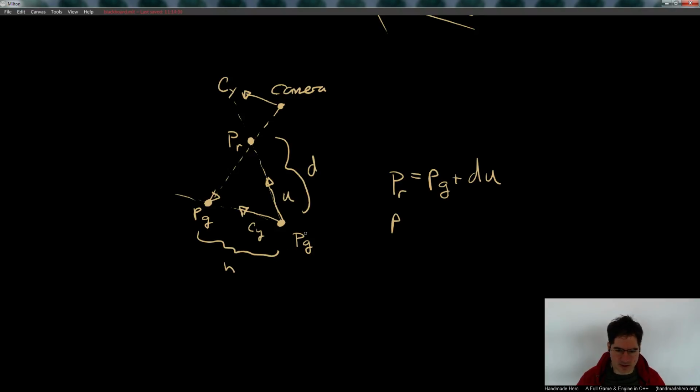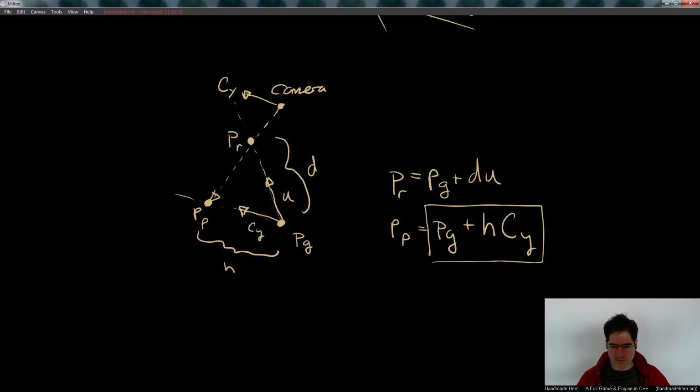Oh wait, no, I already used that. P projected. So my projected term is going to be my P ground term plus height, right, times that CY vector. And this is entirely known, right? This whole value is known completely, because we know the height value, we know the CY, and we know the PG.